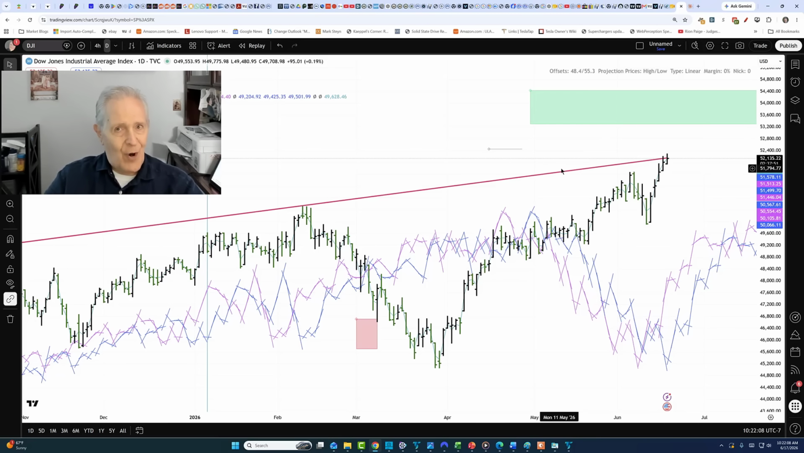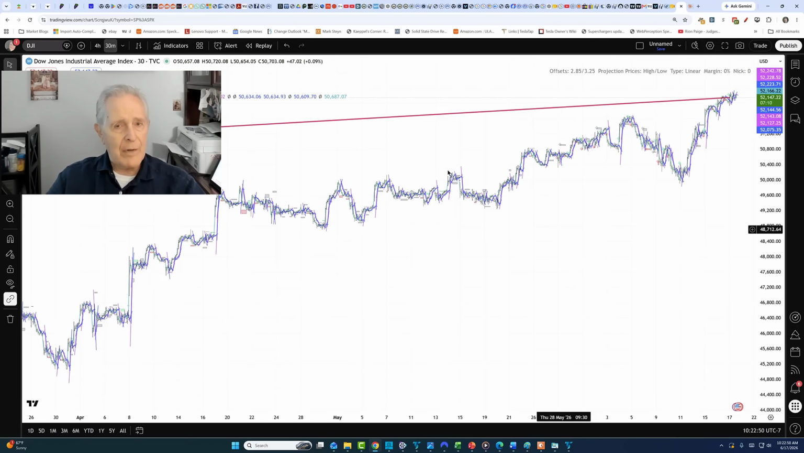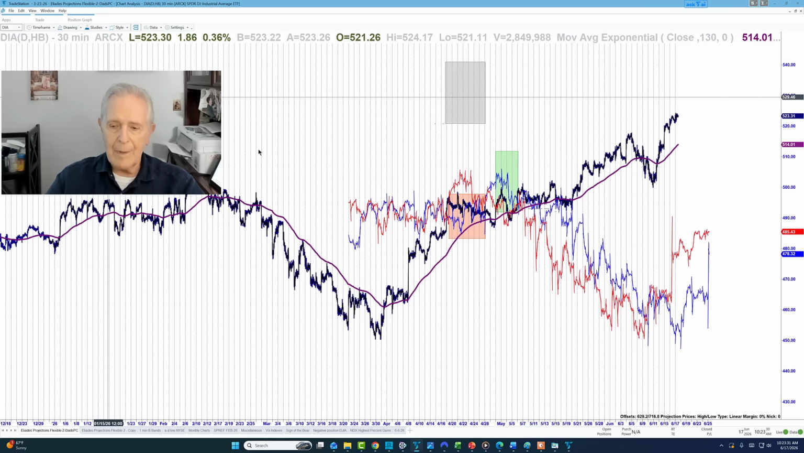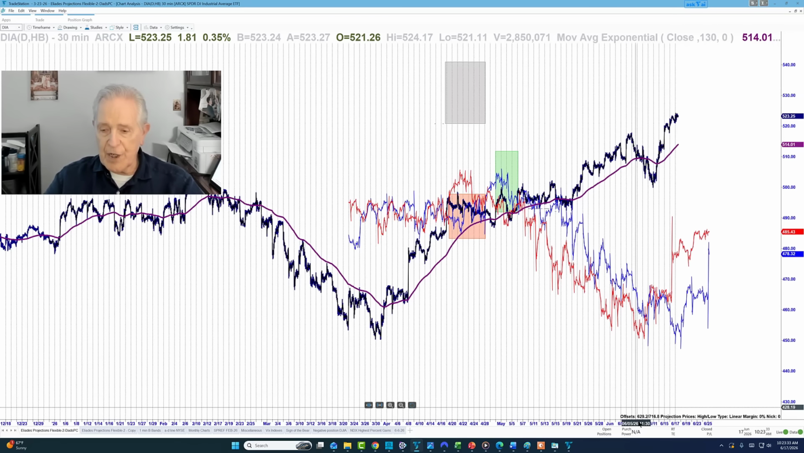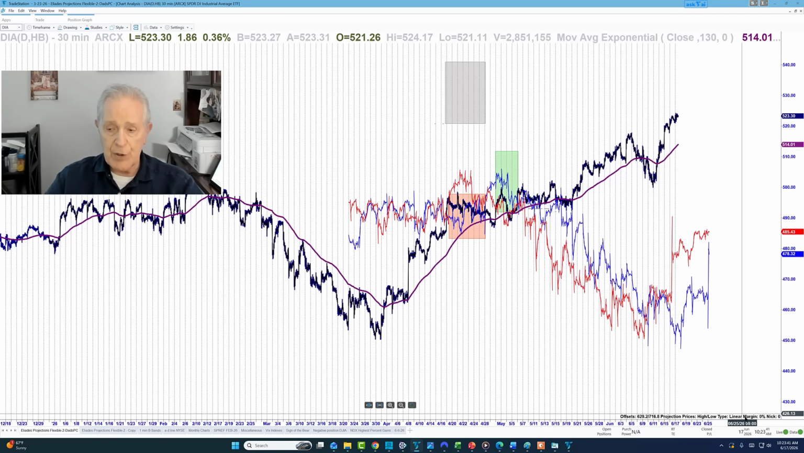So I'd like to also satisfy those of you that asked about intraday charts. Let's go to a 30-minute chart for the Dow. Okay, we have a little glitch with this 30-minute chart on TradingView, so I'm going to go to TradeStation just to show you the equivalent of this 48.4 on the 30-minute chart. This will be taken care of quickly with TradingView. Okay, you see these offsets? 629.2 to 716.8, right on the bottom right down here. They're high-low projections, linear projections, no margin of error because there are dual offsets.